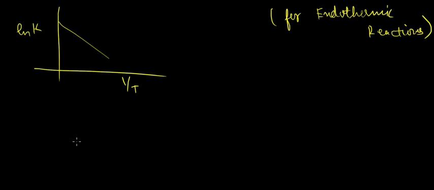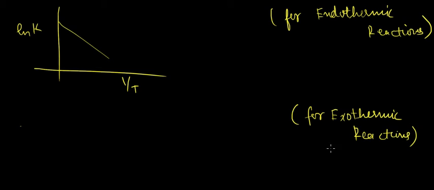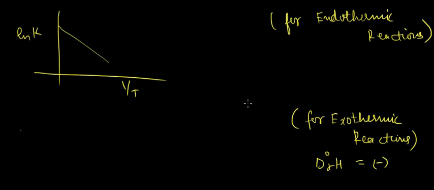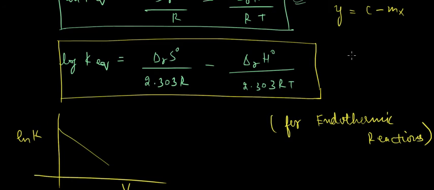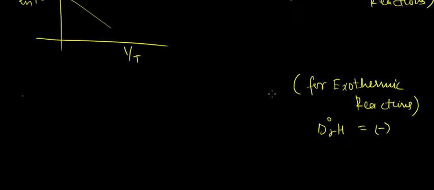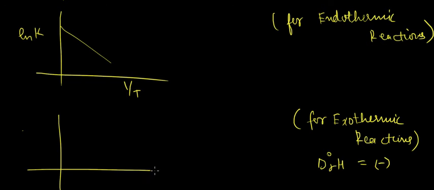So next, for exothermic reactions, we would have delta Rh naught as negative, so that would make this term positive. So we would have y equals C plus mx. Here we are talking about the mod of delta Rh naught, so it would be positive here. So the slope would be positive and the graph would be upward trending.